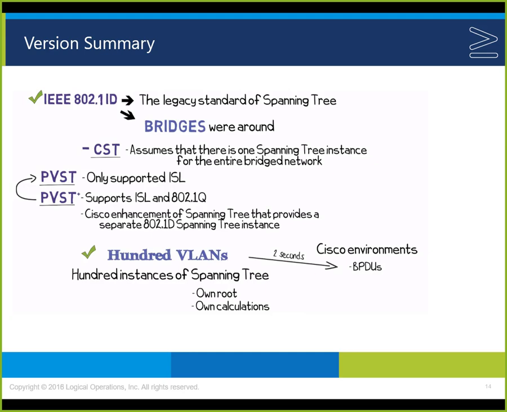Then we went to the per VLAN spanning tree. The per VLAN only supported ISL, per VLAN spanning tree protocol plus ISL and 802.1q. The Cisco enhancement of the spanning tree that provides a separate 802.1d spanning tree instance. And if we have hundreds of VLANs in Cisco environments, hundreds of instances of spanning tree, you have the root and the root calculations.